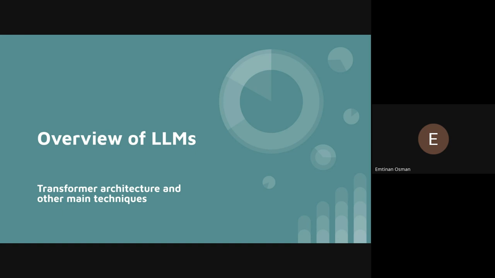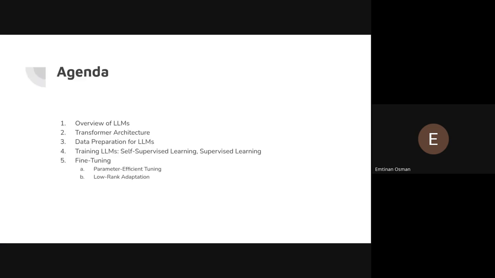Okay, so it's not going to talk about the actual task that you have to do. It's just about LLMs, the base model basically. Okay, so this is the agenda. We'll talk about the overview of LLMs, the transformer architecture, data preparation for LLMs or the data input. We have the training and specifically the fine tuning, parameter. There are these two other variants of fine tuning.